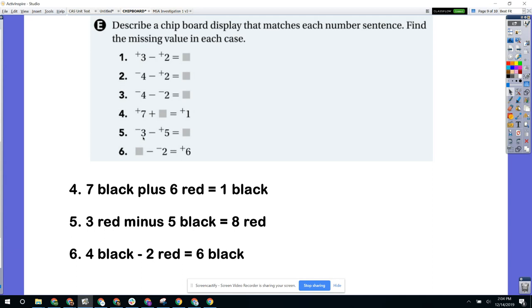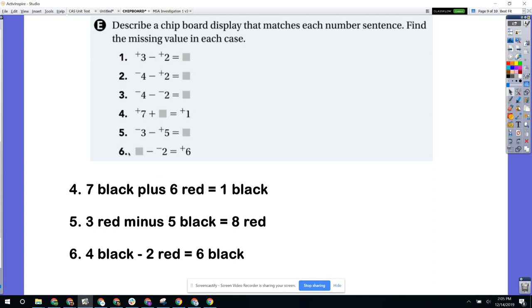Number 5, we're going to start off with 3 red chips, and we're going to subtract away 5 black chips, and those black chips don't exist, so we're going to have to add a bunch of negative 0 pairs. And when we do that and we take away the black chips that were associated with those 0 pairs, we end up with a lot more negatives. So -3 minus +5, we end up with 8 red chips on the board. So -3 minus 5 is -8.